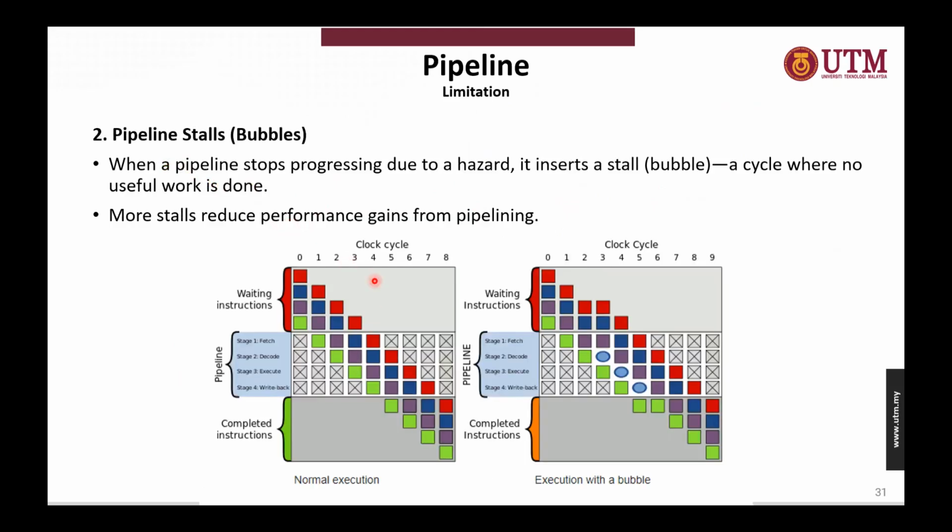For example, here, this is a normal execution. You can see for the normal execution under the pipeline, there are no bubbles here. But if there is a stall here, it will produce a bubble, and you can see that instead of the execution ending at 8 cycles, due to this bubble, the stall here is now extended to 9 cycles to end the instruction.